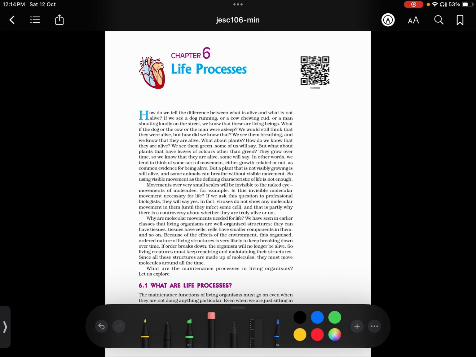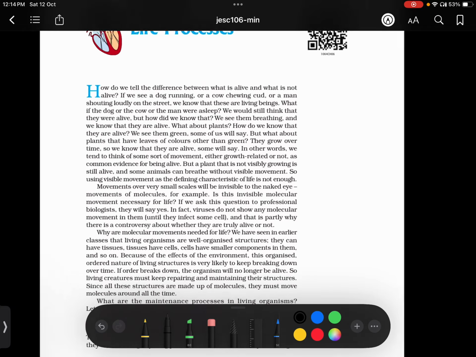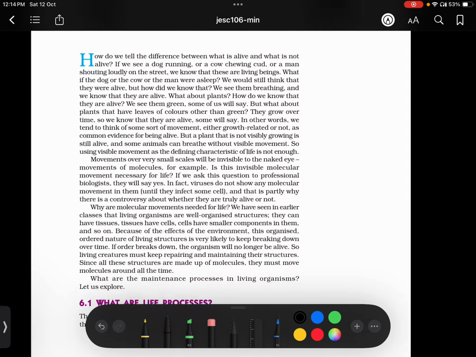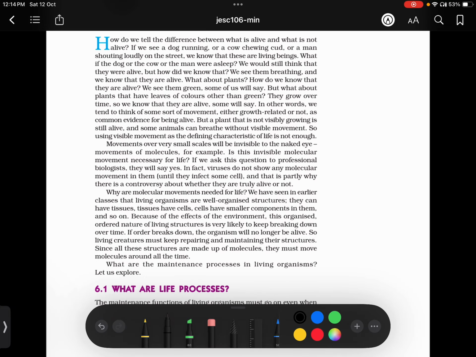Today we are going to start with class 10 biology, a very important chapter, that is life processes. Now, what is life processes? For life processes to happen, molecular movement is necessary. Here they have mentioned the movement on a very small scale, which is invisible to the naked eye.